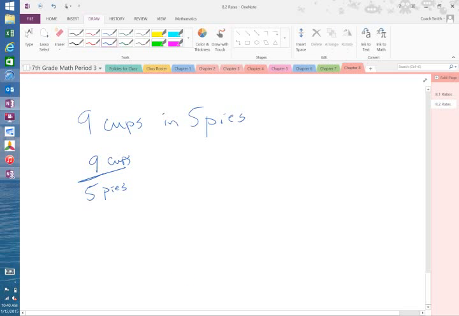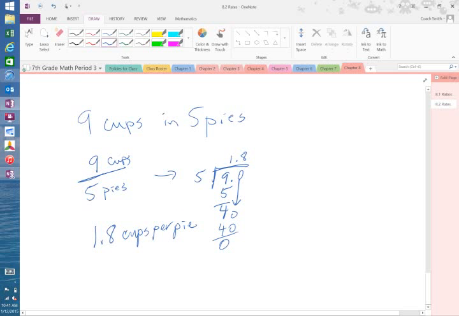Okay, you have 9 cups over 5 pies, which then is going to be 5 into 9. Okay, 5 goes into 9 one time, be 5, remainder 4. Add a decimal, bring it up. Add a 0 and bring it down. 5 into 40 goes 8 times. 5 times 8 is 40, so that's a remainder of 0, so it stops there, and so it's 1.8 cups per pie.